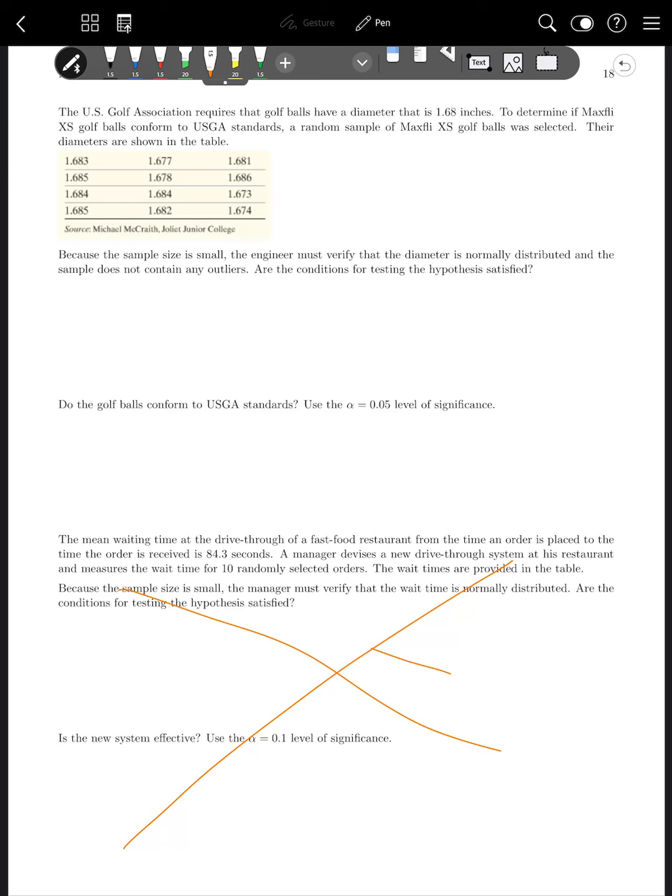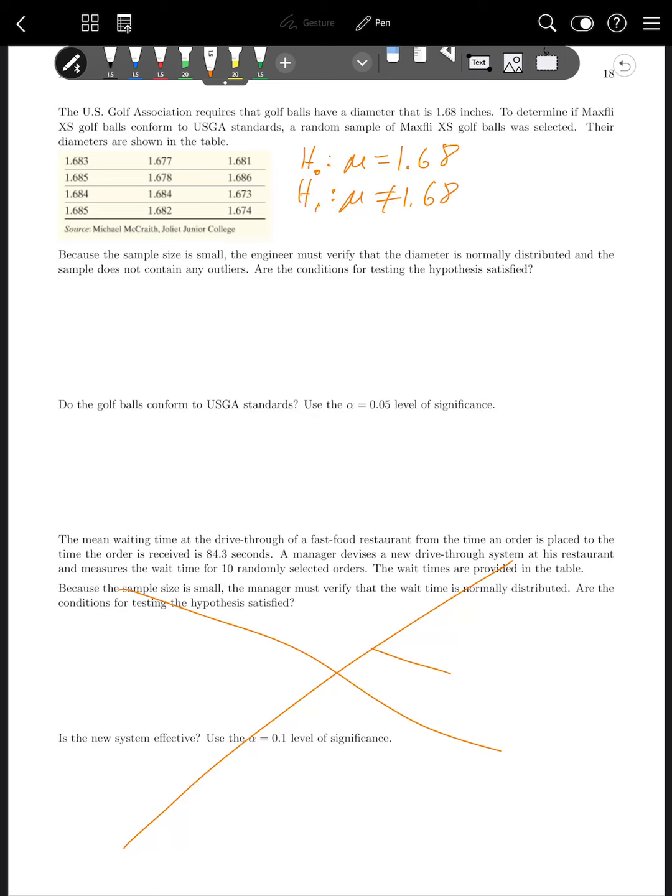So we could start out real quick by writing our hypotheses. So H0 is that mu equals 1.68, and H1 is that they're different than 1.68 because they have to conform to that standard. So if they're not equal to that, that would be not conforming to the standard. So it says, because sample size is small, the engineer must verify that the diameter is normally distributed and the sample does not contain any outliers.